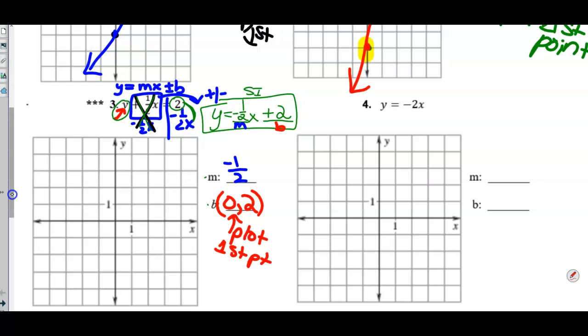Okay, at 0, 2. So I go over 0 and then up 2, which would be right here. I'll erase that. That was just where I started. So this is 0, 2. This is the ordered pair 0, 2.